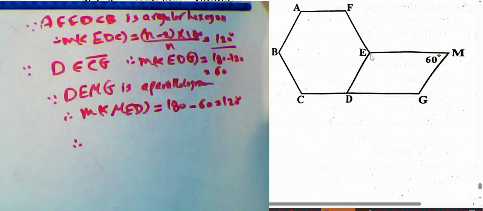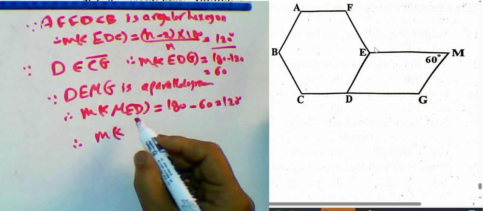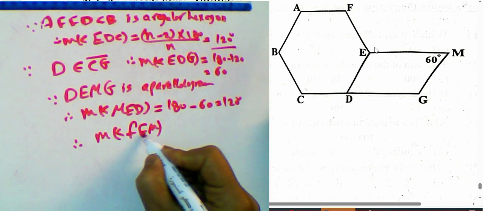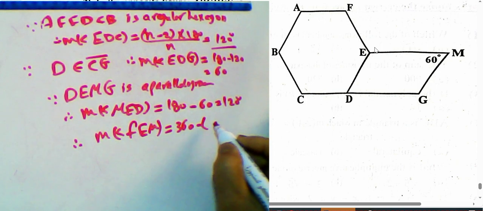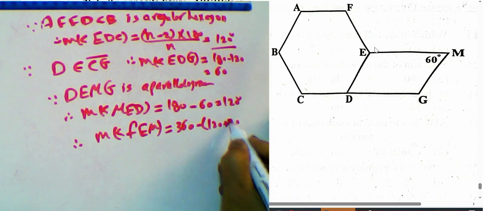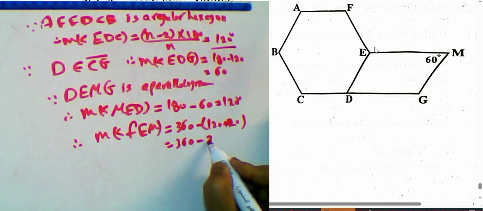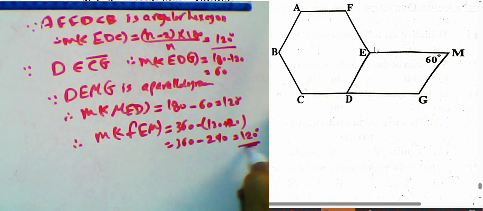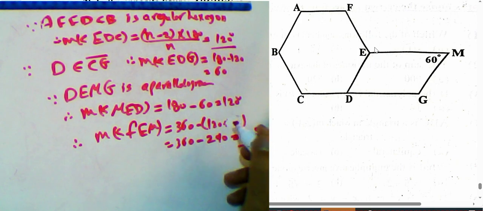Then we can find the measure of angle FEM. We have cumulative angles, three angles here around the same vertex. Then the sum of the three angles will be 360, cumulative angles. The measure of angle FEM equals 360 subtract (120 plus 120) equals 360 subtract 240 equals 120 degrees. Okay, 360 subtract (120 plus 120) equals 120 degrees.